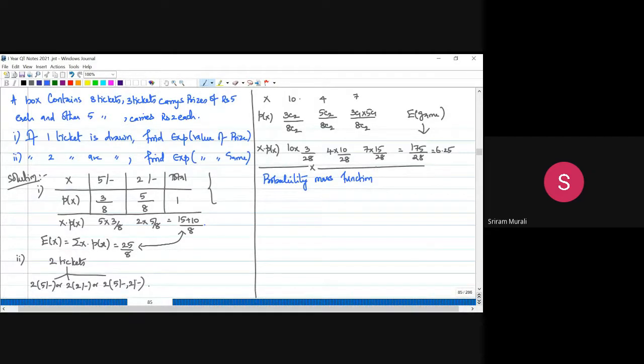So the probability mass function of a random variable x is given by f of x, which is equal to 2p for x is equal to 1, p for x is equal to 2, 4p for x is equal to 3, 0 otherwise. Find the value of p. Also find the expected value of x. Also find the probability of x greater than or equal to 1.